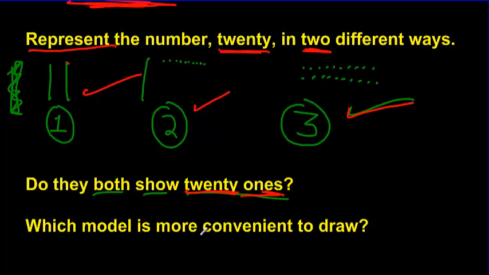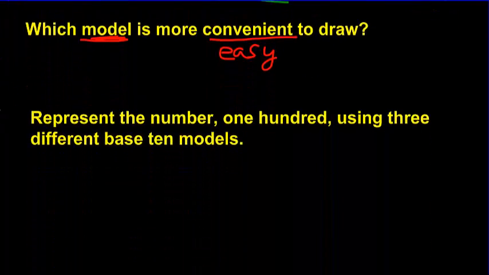Which model, model again meaning picture, which model is more convenient or easy? That's another way of saying easy to draw. Well, this one took a little bit of longer time to do. This one took also, this is the fastest one. This is the best one to draw. And if you had an option, this is your best option to use every time.